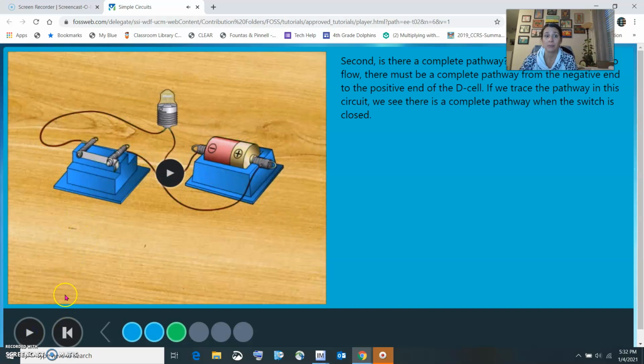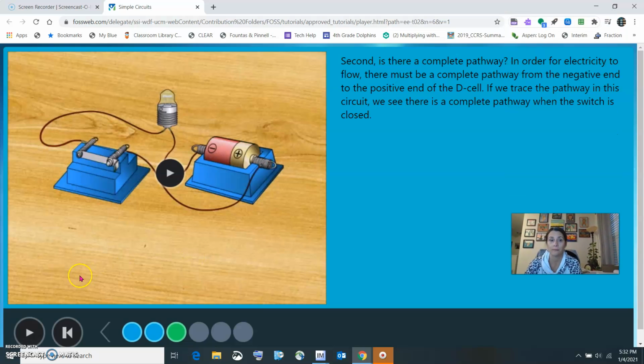Second, is there a complete pathway? That green line that just came up. Here, let's see if I can show you again. In order for electricity to flow, there must be a complete pathway from the negative to the positive of the D cell. Do you see right here? If we trace that pathway in this circuit, we'll see that there's a complete pathway when the switch is closed.